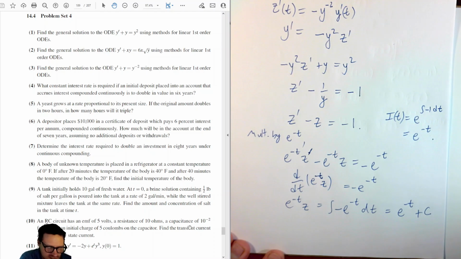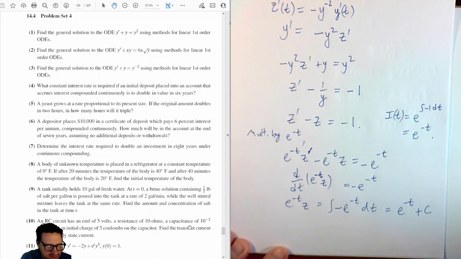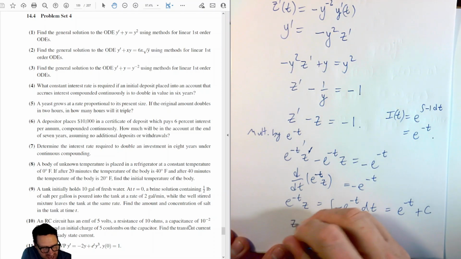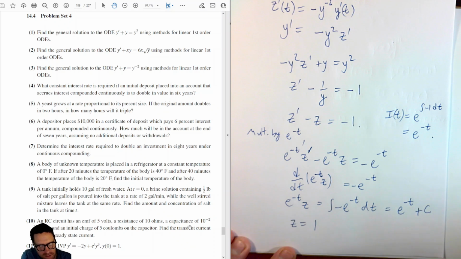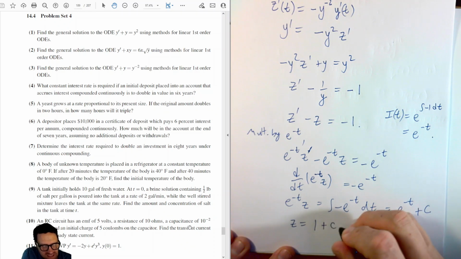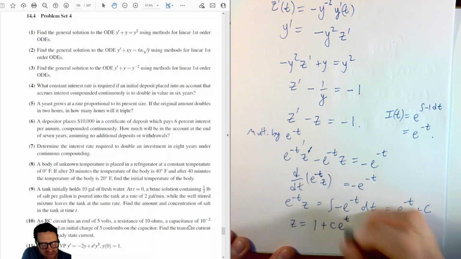All right, great. So now we're nearly able to solve for y because we can solve for z easily just by multiplying throughout on left and right hand side by e to the power of t. So we'll do that. Z is equal to, now e to the minus t divided by e to the minus t is 1. And then we have plus c e to the power of t.